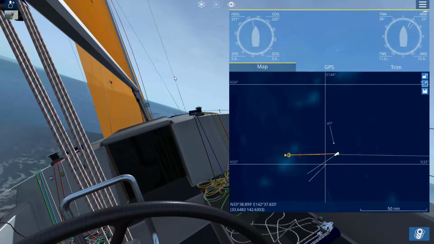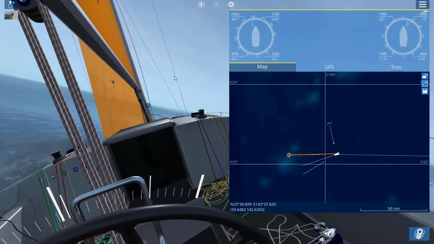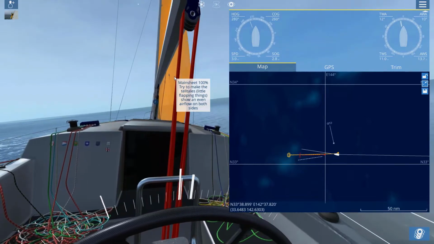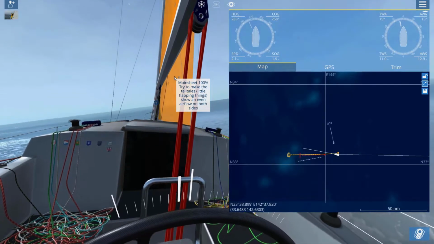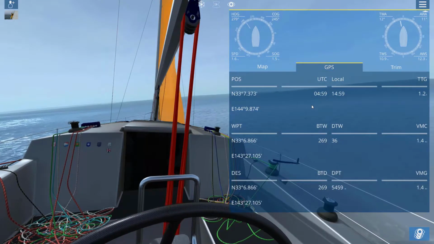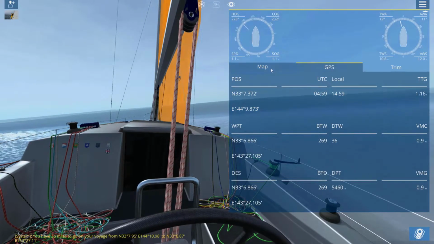Okay, welcome to a quick tutorial on VMC and VMG. VMC is velocity made on course, or to course, and VMG is velocity made good. You will find them in your GPS tab.